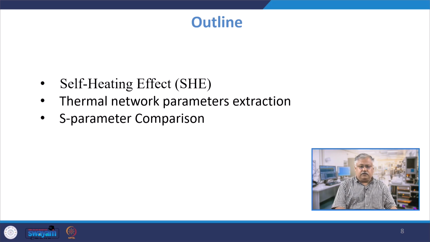Let me now, so this takes care of our understanding of the major ID-VD and ID-VG characteristics of NSFET. For all practical purposes, we have understood those basic issues now. We will now deep dive into the reliability issues and the thermal issues, as well as parameter comparison. So our next subtopic is basically self-heating effect. We will look into the thermal network parameter extraction and S parameter comparison. We will have a look into all these things.